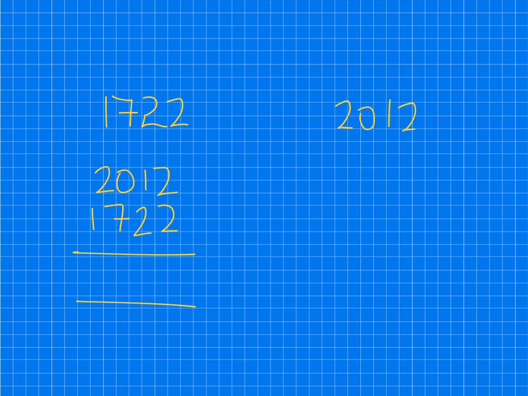I'm going to subtract. 2 subtract 2 is 0. 1 subtract 2 we can't do. Go next door, he's got nothing. Go further, bash him on the head, take 1, leaving 1. That makes him 10. Bash him on the head, take 1, leaves 9. That makes him 11, which gives us 9. 9 take 7 is 2. 1 take 1 is 0. So it's 290.